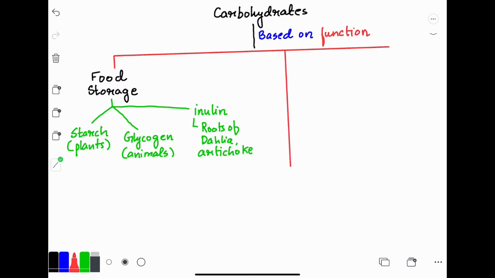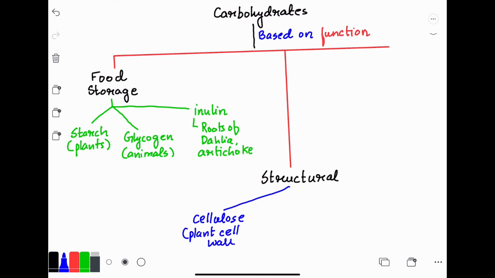The second part consists of the structural polysaccharides. So this is the classification of polysaccharides only, not carbohydrates. The heading will be polysaccharides, that would be more accurate. So the structural ones are, for example, cellulose, present in plant cell walls. Also there is chitin, present in the exoskeleton of insects. So this much only you need to know about the structural polysaccharides.